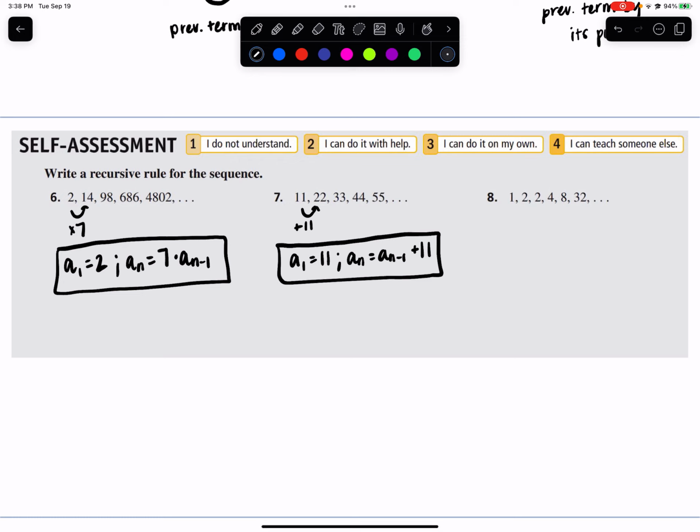All right, number 8 is a little different because it is not arithmetic or geometric. We're not adding or multiplying the same thing every time. So we've got to figure out what we're doing.